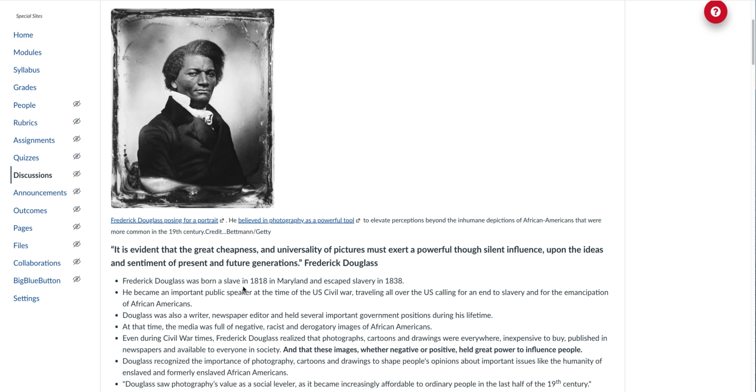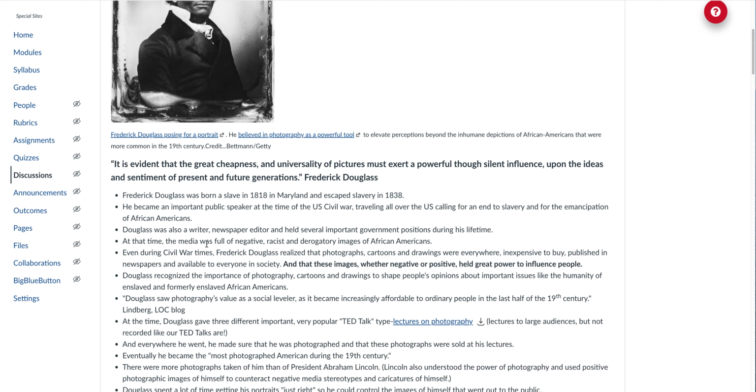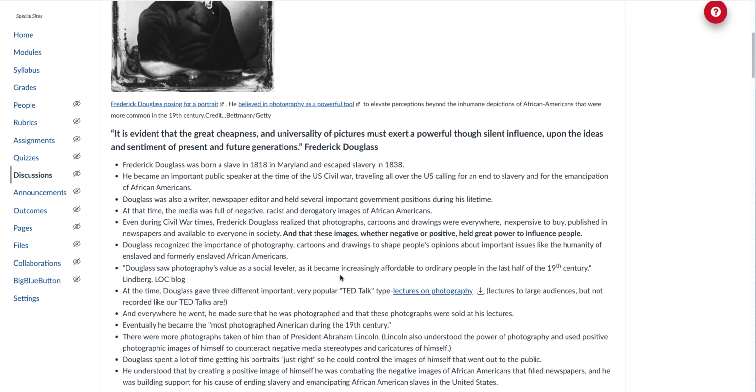Frederick Douglass was born a slave in 1818, and he escaped slavery. So he was a really unusual person at that time. And he became an important public speaker at the time of the Civil War. So he traveled all over the United States lecturing, calling for an end to slavery. He was also a writer, newspaper editor, and he had some really interesting beliefs about photography at that time and the power of photography to change the way people thought about African Americans and other important issues at that time.